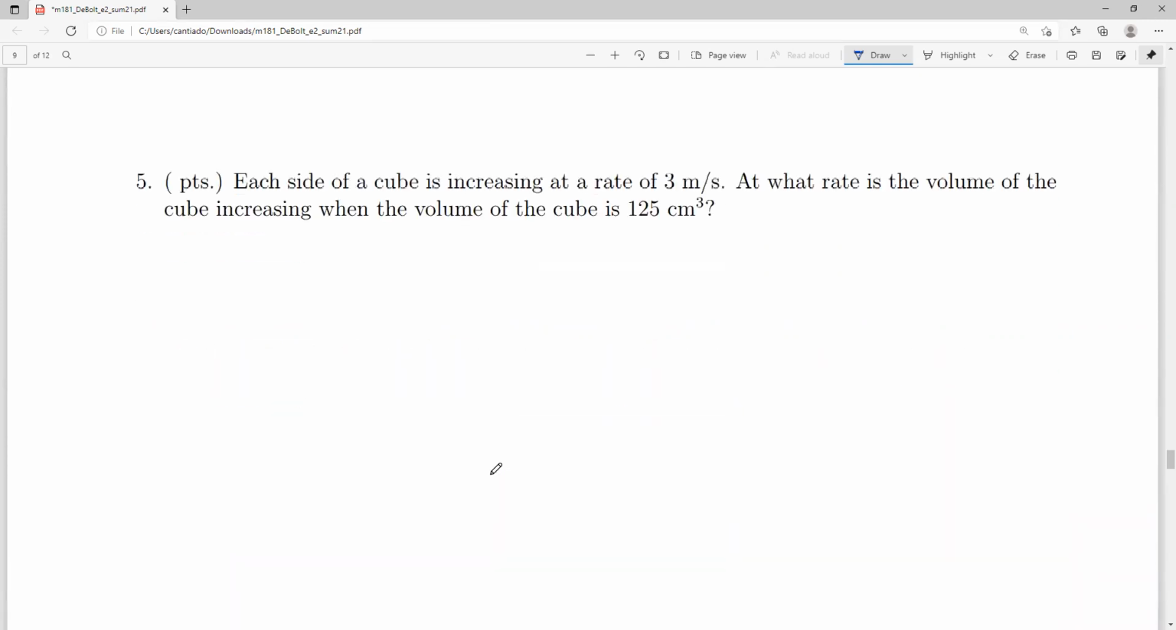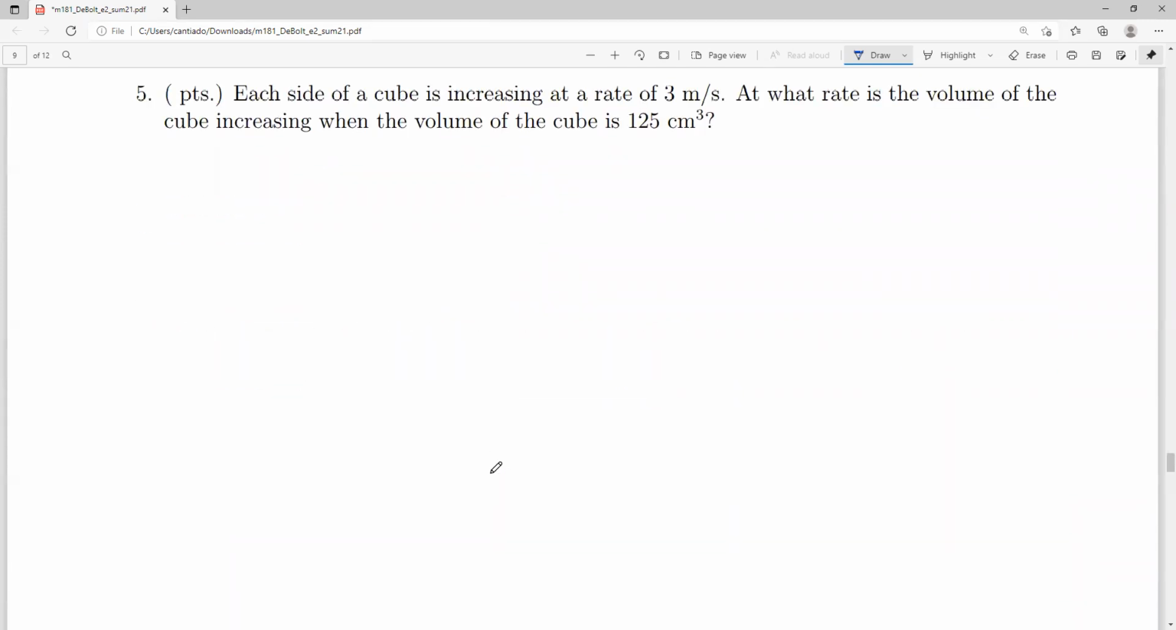Looking at number 5, we're doing word problems now, related rates. Each side of a cube is increasing at a rate of 3 meters per second. What rate is the volume of the cube increasing when the volume of the cube is 125 cubic centimeters? So how can we write this in terms of variables we understand?